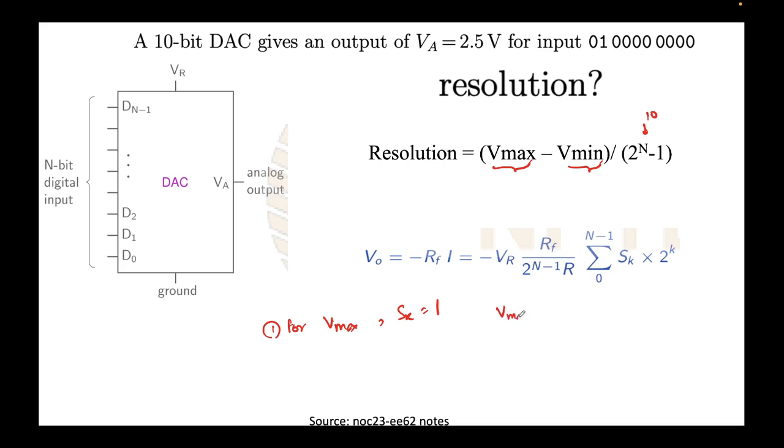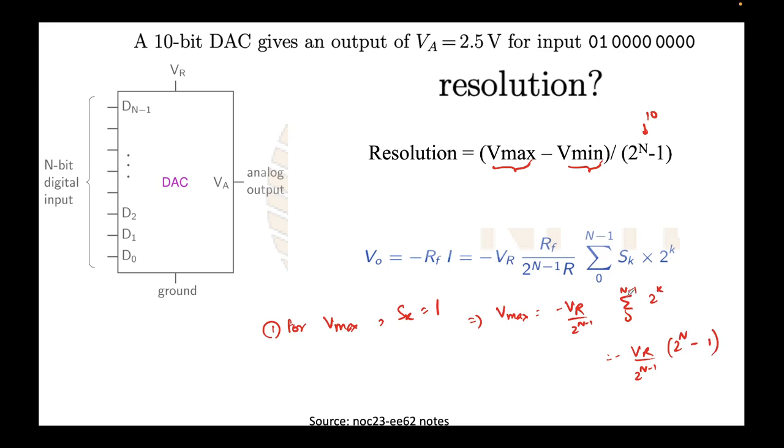So for Vmax I'll simply get minus VR over 2 raised to the power n minus 1, sigma from 0 to n minus 1. Note Sk is 1, so I'll get 2 raised to the power k. I'll later put the value of n as 10, but for now let's just keep it like this. This is a GP. If you solve this, it will come out to be 2 raised to the power n minus 1.